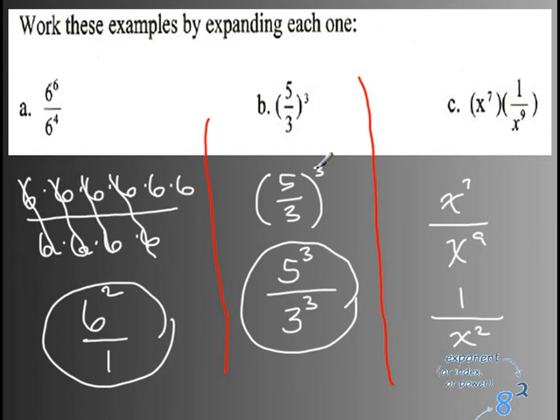5 over 3, to the third, I raise everything. This 3 goes to the 5, and it goes to the 3. So I get 5 to the third over 3 to the third. And then I have x to the 7th over x to the 9th. Now that means that I have x to the 7th on top and x to the 9th on the bottom. Where are there more x's? There's more x's on the bottom. Well, how many more x's are there? There's 2 more x's. So all these x's on top will cancel out, but there will be 2 left over on the bottom. And that's my final answer.